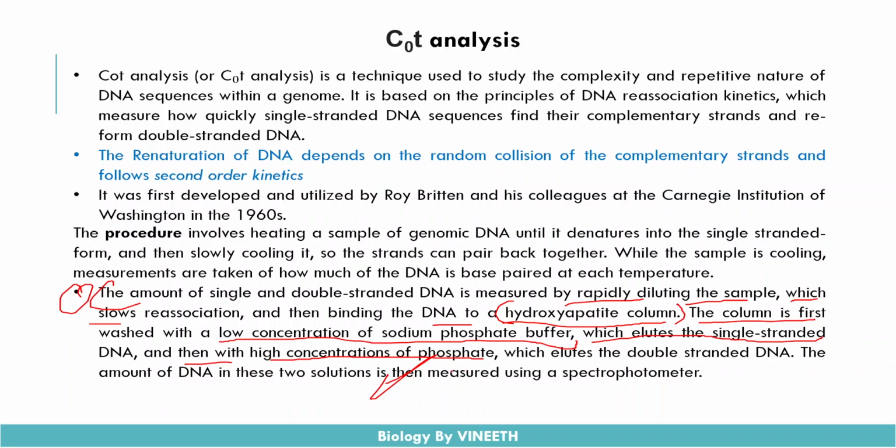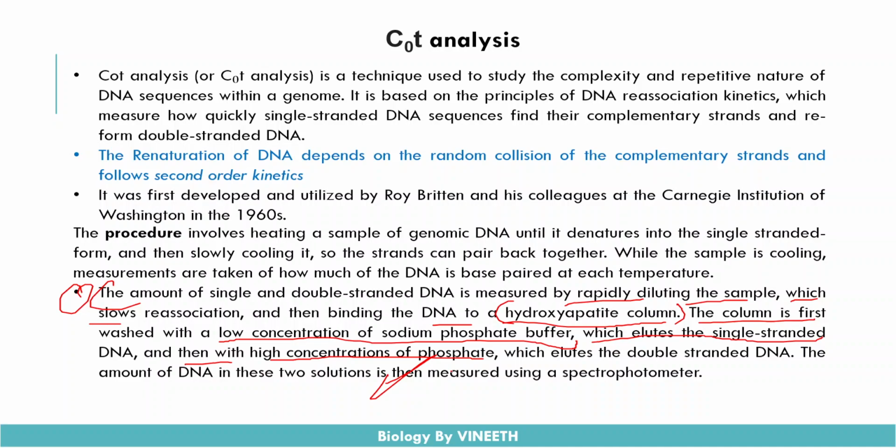When you are washing with the lower concentrations, at that time you collect the mixture, and for the second time, when you are using the higher concentration of the buffer, you also collect the mixture. The difference between these two tells how much single stranded DNA has formed into double stranded form, or how much single stranded DNA is left behind. That is analyzed by the spectrophotometer using light of 260 nanometer wavelength. So this difference will give you the analysis.